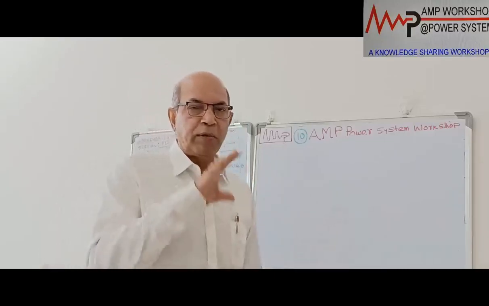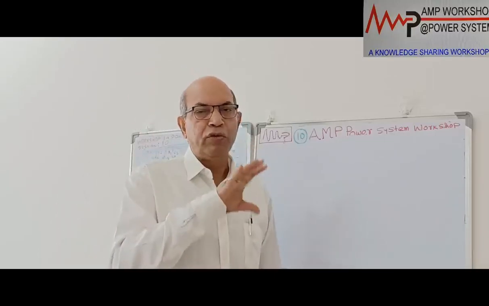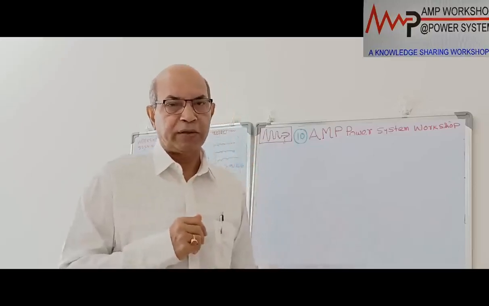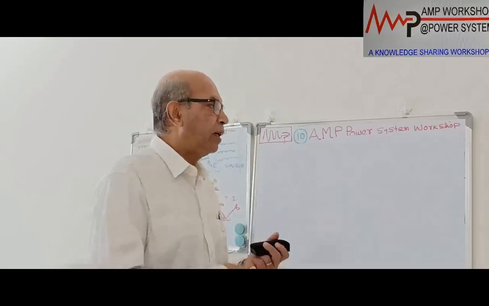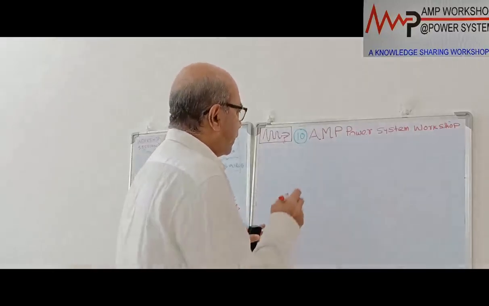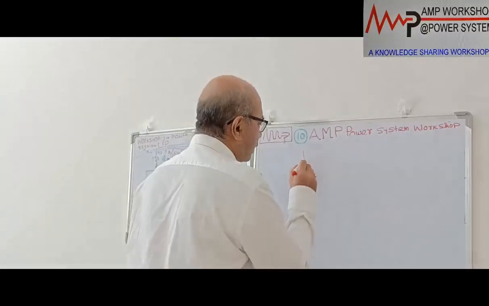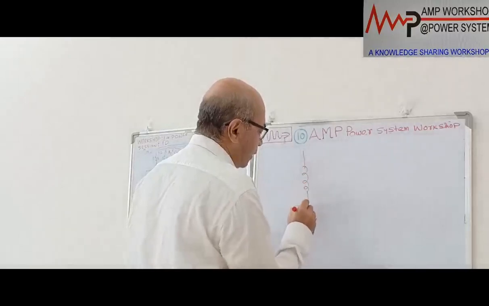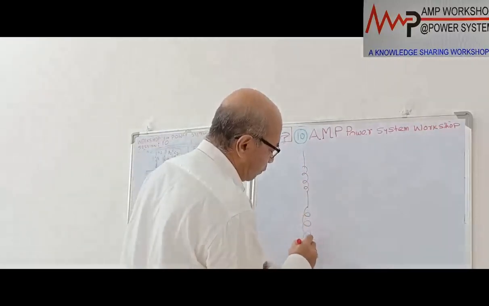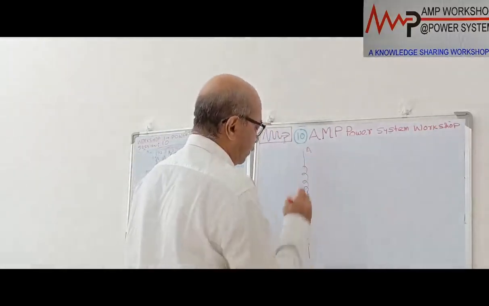So in the normal healthy condition, in both the phases there will be no resultant current or resultant flux. But when there is an earth fault, immediately the current will be flowing. Suppose I am drawing one winding, and this is A phase. Suppose this is the A phase winding.